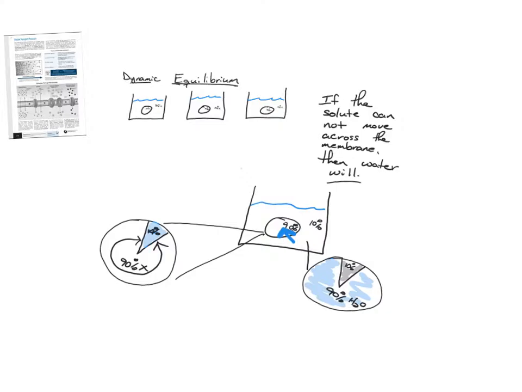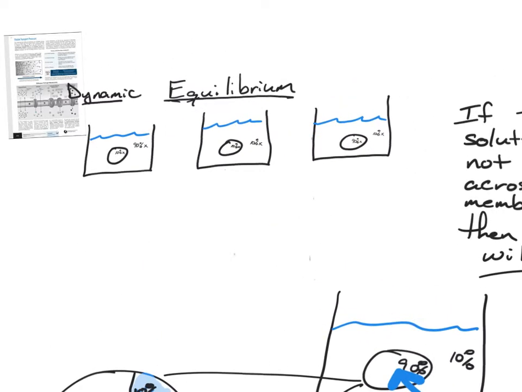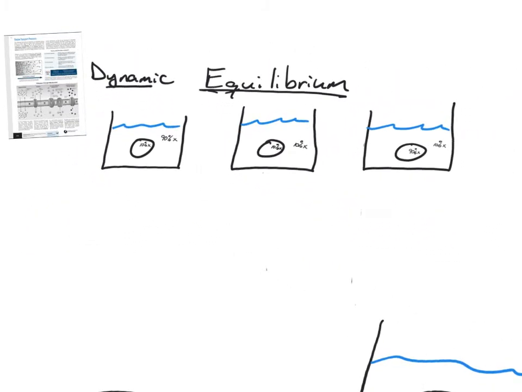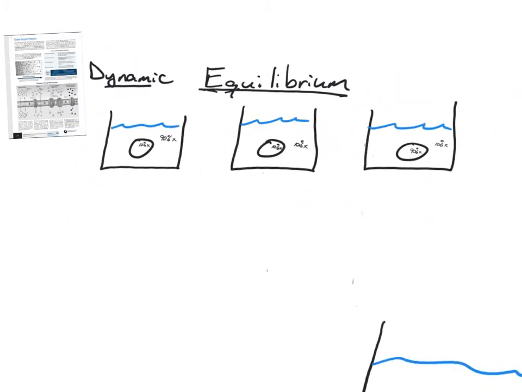All right. So now let's go ahead and take a look at this again. Whatever's happening outside, we're going to have specific words. Let's use these specific words. When the solute concentration is high outside, we call it hypertonic.